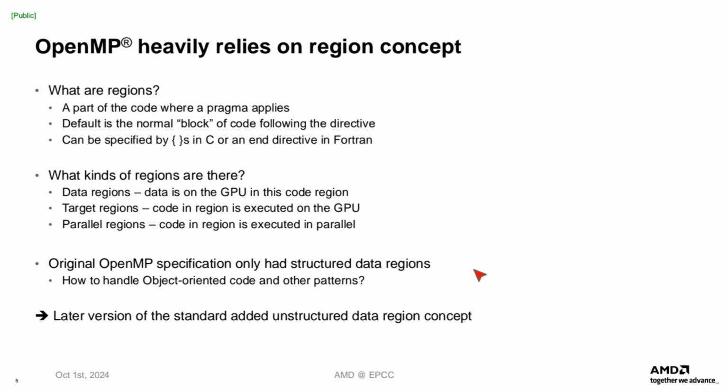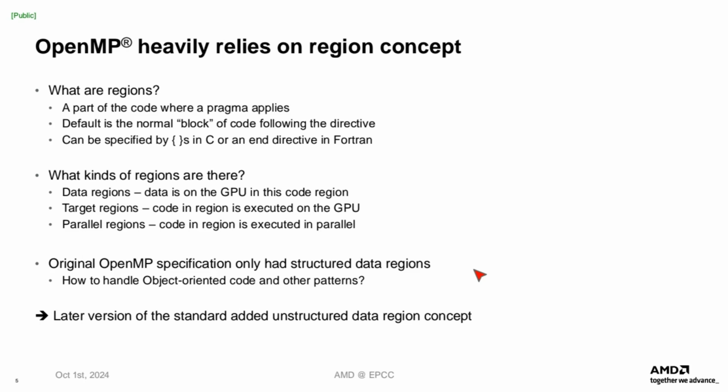And we have three kinds of regions: the data regions, the target regions, and the parallel regions. The data region defines when data is going to live on a device, on a GPU, and how it's going to be transferred. The target region is how some specific code is outlined to the device and executed on the device. And the parallel region is how you take a given iteration space and chunk it so that you can work on it in parallel.